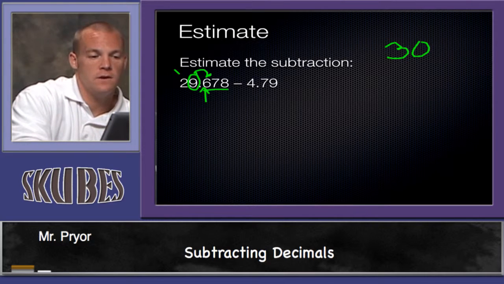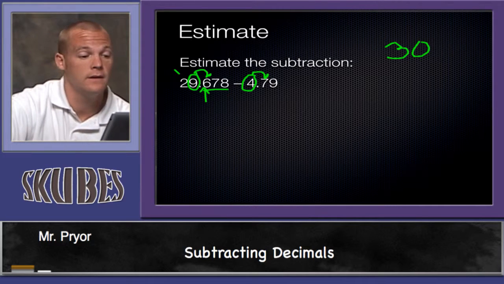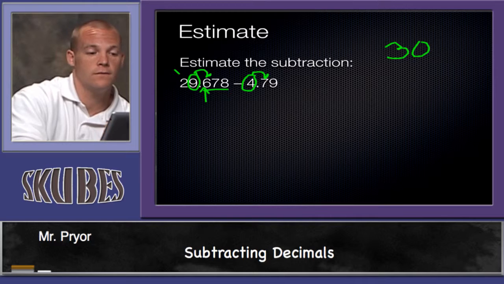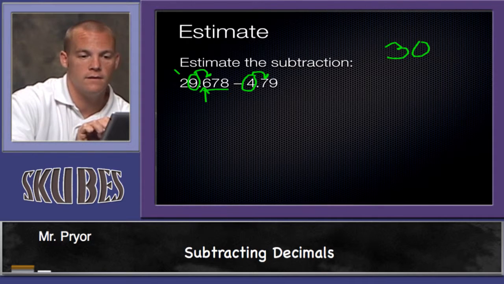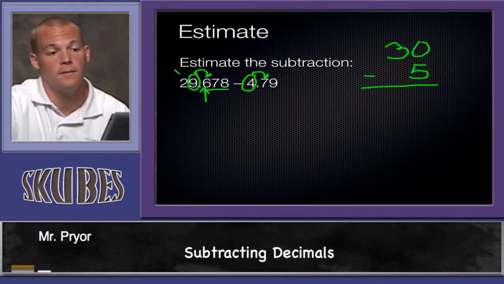Jumping over to the other value here, we have 4.79. Okay, so 4 is the number we would be changing if this value here is 5 or higher. In this case, it is. You're looking at 7, so that means you need to round your 4 up to 5. And you can see this makes for a nice, easy subtraction problem at this point.